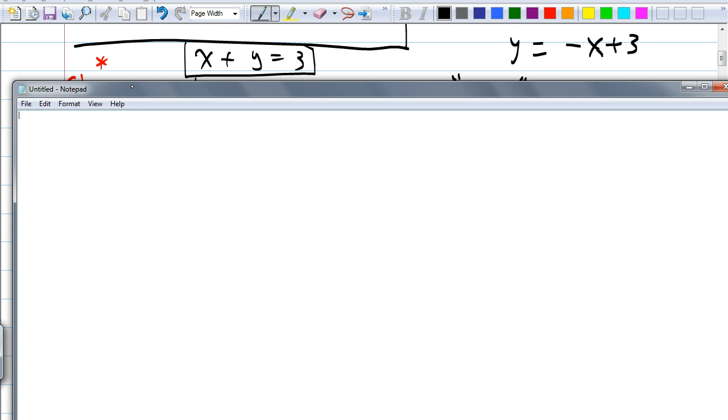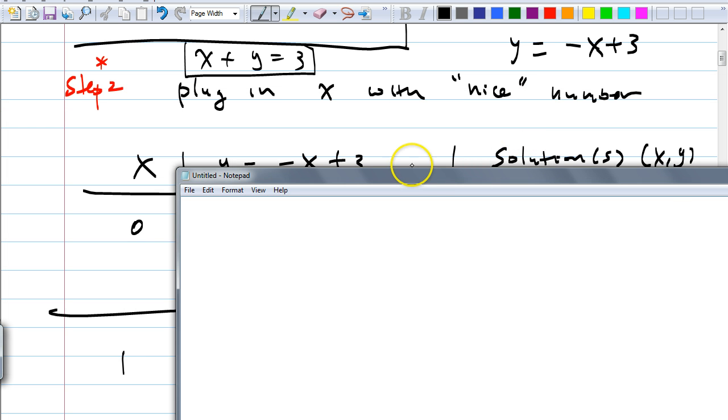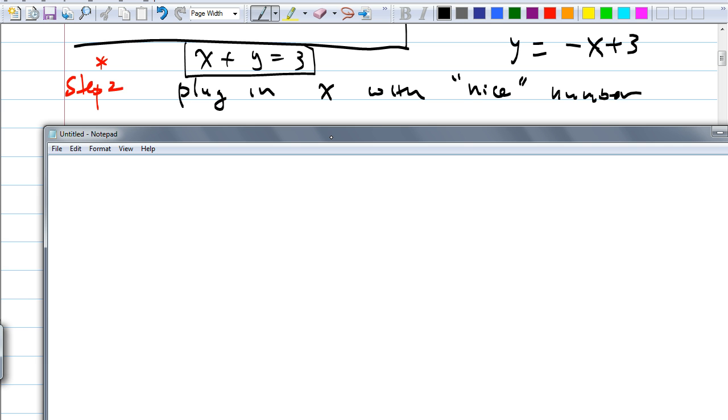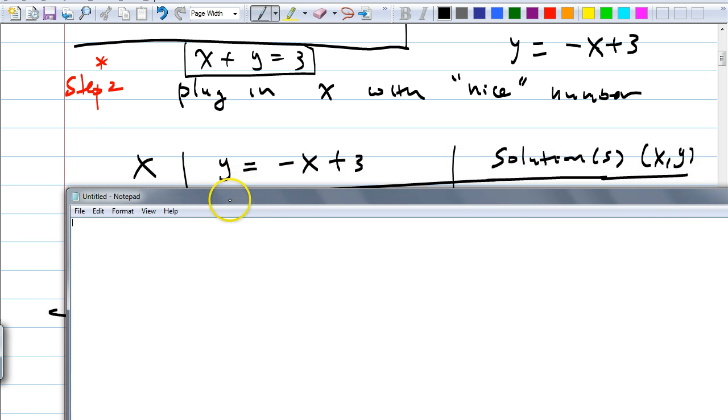Okay, step 2, since after you solve for y, write this down. This is the key step. You plug in x with nice numbers. What do you mean, nice numbers? We'll talk about this. So we got y equals negative x plus 3. You plug in x with nice numbers in a table. And what does the table look like? It looks something like this.